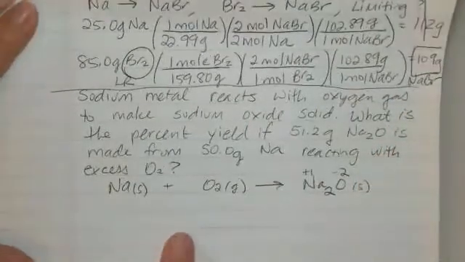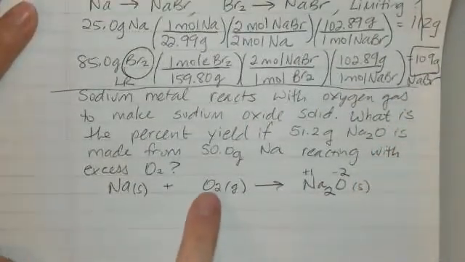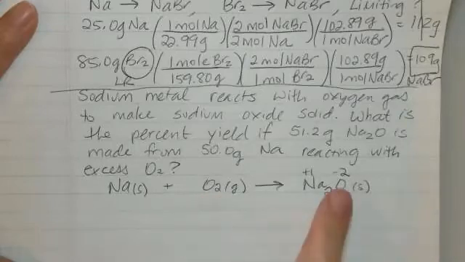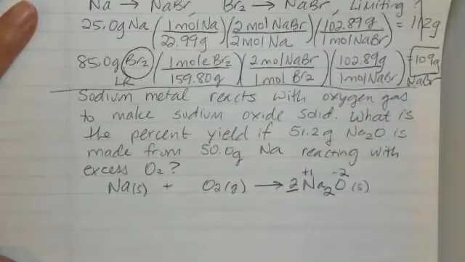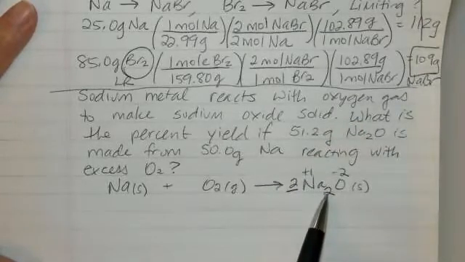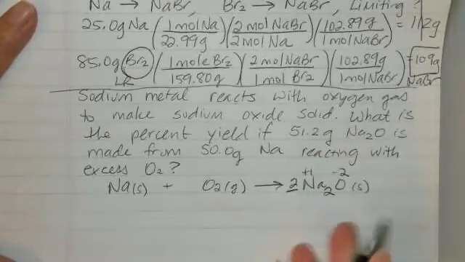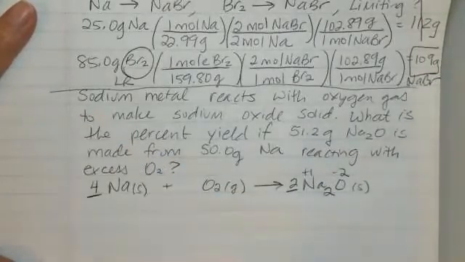Then to do my mass balance, because I had 2 oxygens on the reactant side, I need 2 on the product side. So I'm going to multiply sodium oxide by 2. And then the 2 coefficient times the subscript of 2 means I have 4 sodiums. So on the reactant side, I need to put a 4 in front of Na. And again, I could substitute potassium here or lithium, and it turns out exactly the same.